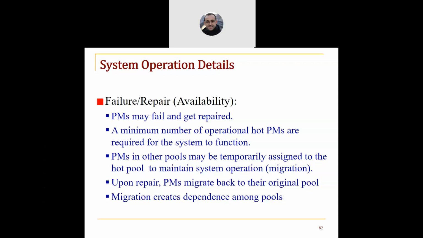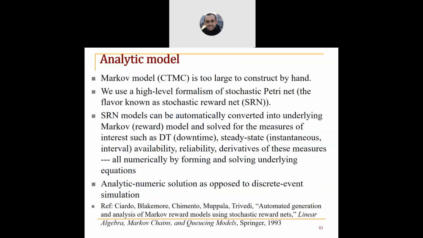So this migration introduces a very interesting kind of dependence among the three pools. Assuming everything exponential, let's say, we will have a Markov model, but this Markov model will be too large to construct by hand because they are interested in hundreds of machines in each pool or thousands of machines in each pool. And so therefore we use a high-level formalism of stochastic Petri nets.